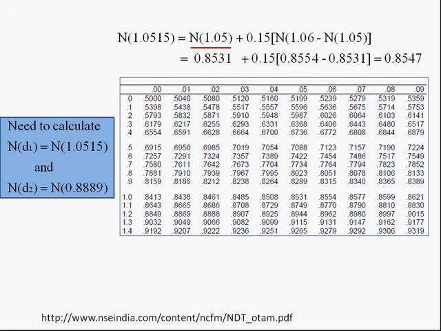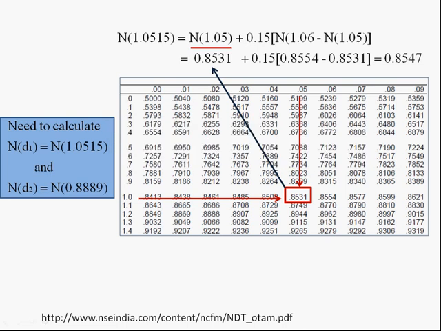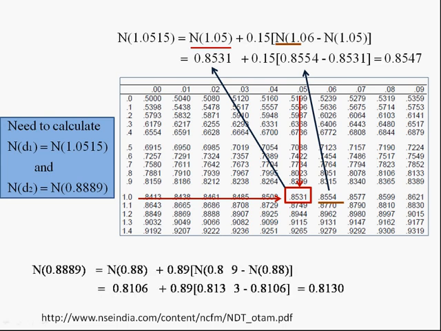So how does this get calculated? I have shown you. You will get a normal distribution table in this form, where I need to find the value for 1.05. It will be around 0.8531, which is the number that I have written here. Similarly for 1.06 normal distribution, how do we calculate? It is the same method by which we calculated it for 1.05. When we solve this, we get around 0.8547. So this was for N(D1).